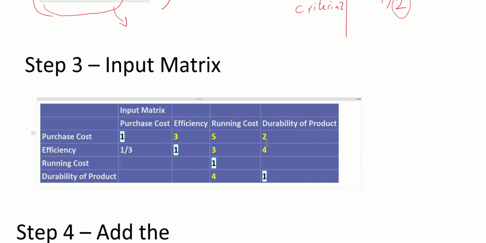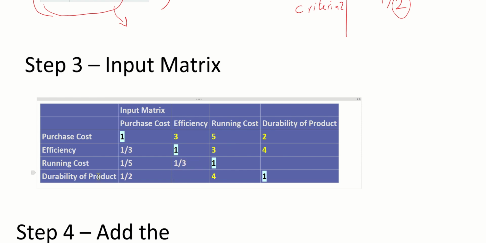So this is the row that I'm looking at, and this is the column that I'll be filling. So that will be 1 over 5 because I've got a 5 over here. And because I have a 2 over here, that's going to be 1 over 2. So the inverse. Likewise, in this case, I'm looking at running cost and efficiency. So efficiency and running cost, I gave it a value 3. The inverse of that would be 1 over 3. Okay, so 1 over 3.